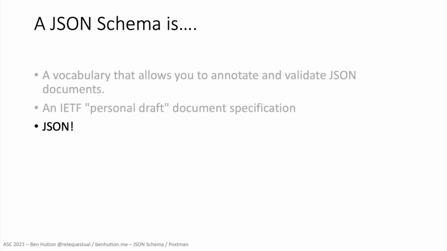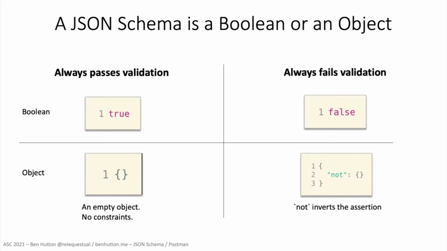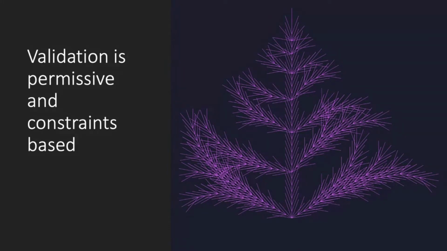A JSON schema is JSON itself. And a JSON schema must be a Boolean or an object. Now, let's unpack that last one a little. Booleans as JSON schemas result in a pass or fail assertion, regardless of the data. True is equivalent to an empty object, which expresses no constraints. False is equivalent to not an empty object, where not inverts the subschema value's assertion, which we know to be true. This is the simplest demonstration that JSON schema validation is permissive and constraints-based.